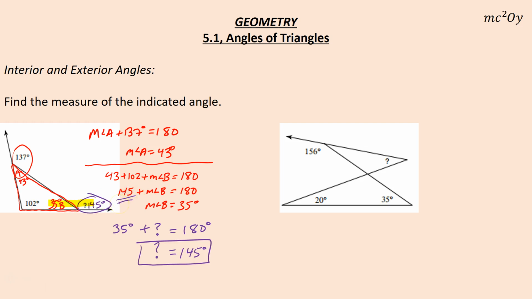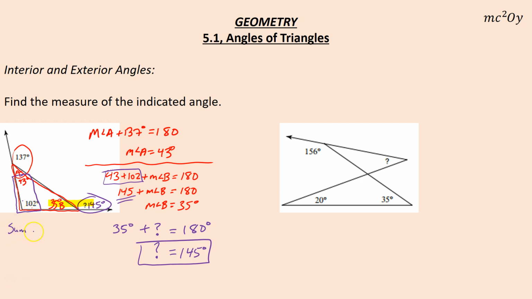And what was that 145? Well, that 145 represented 43 plus 102. And what did 43 and 102 represent? It represented these two angles. Okay? This relationship's always going to be the same. The measure of your exterior angle is the sum of the measure of, we call these remote interior angles, or the two non-included angles.